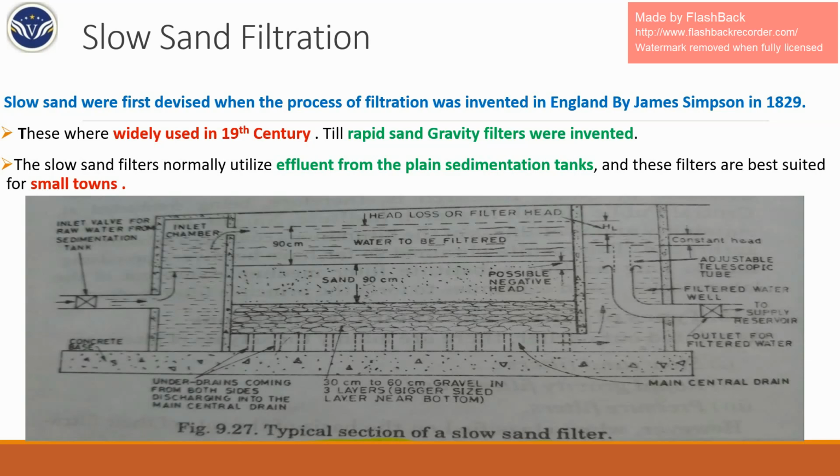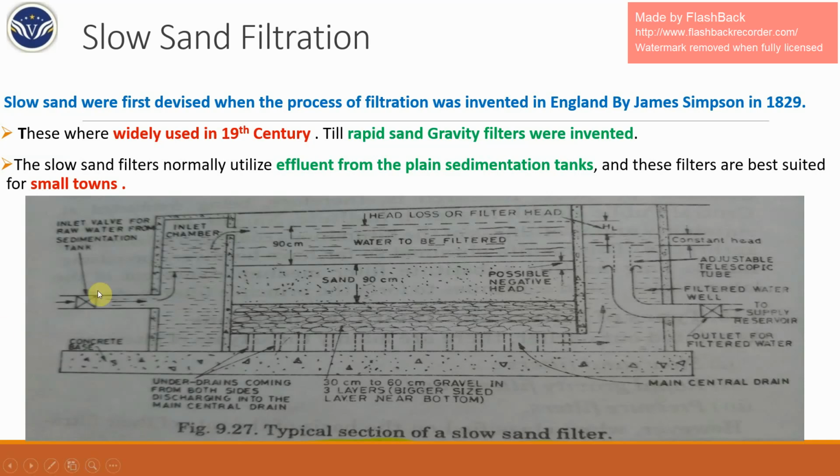Today we are going to take a topic with the subject WSTE. We are going to take slow sand filter. So slow sand filter was first invented in England in 1829. This type of filter was widely used in the 19th century before the rapid sand filter was introduced.